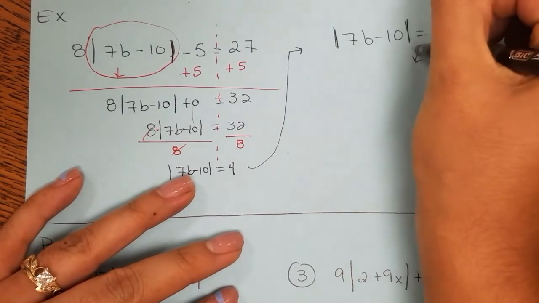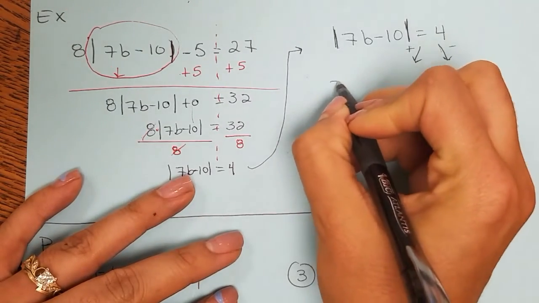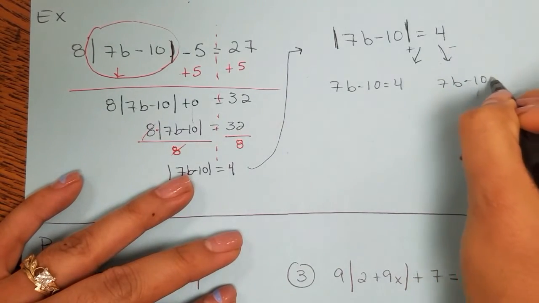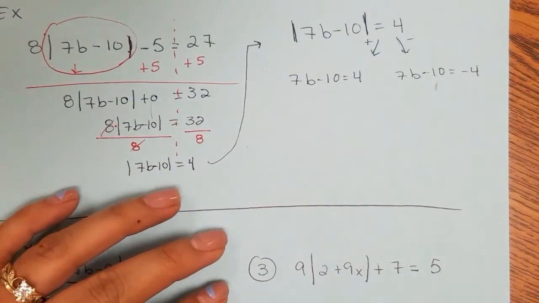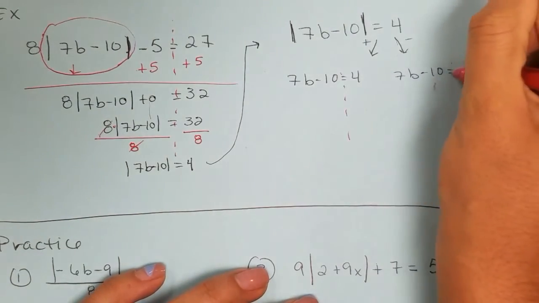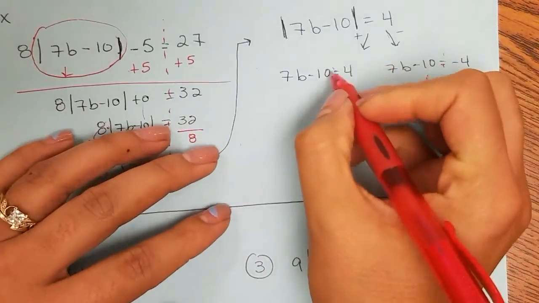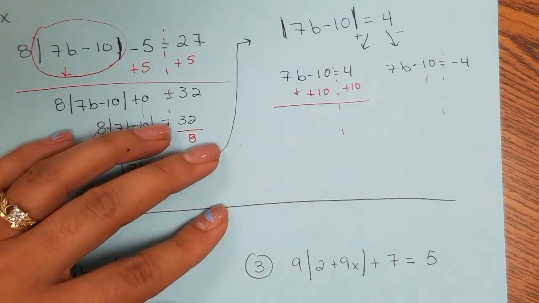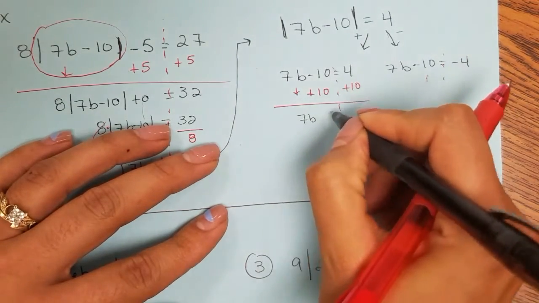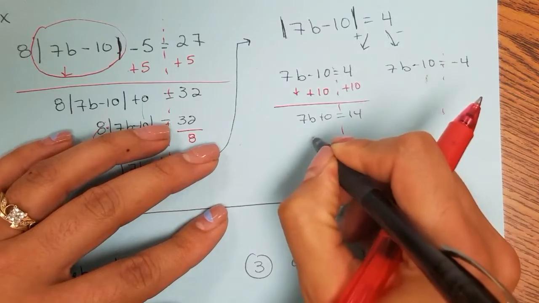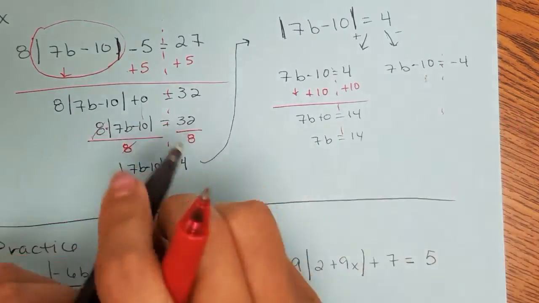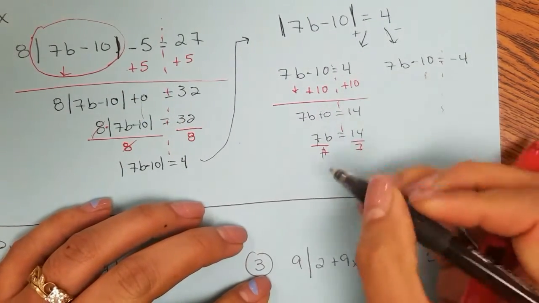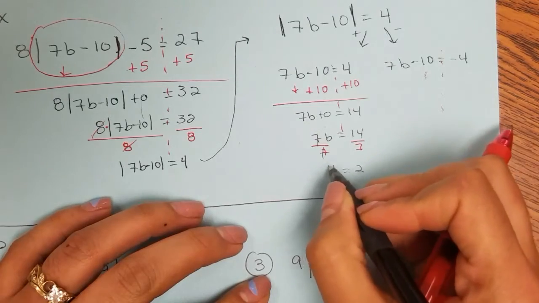This is positive, so we can set up our two equations, both positive and negative. So we have 7b minus 10 is equal to positive 4, and 7b minus 10 is equal to negative 4. So we can solve each one. Remember, you work your way outside in, so this 10 needs to go. That's going to come down. 7b plus 0 is equal to 14. 7b equals 14. Divide by 7 to solve. That's going to go to 1. B is equal to 2.